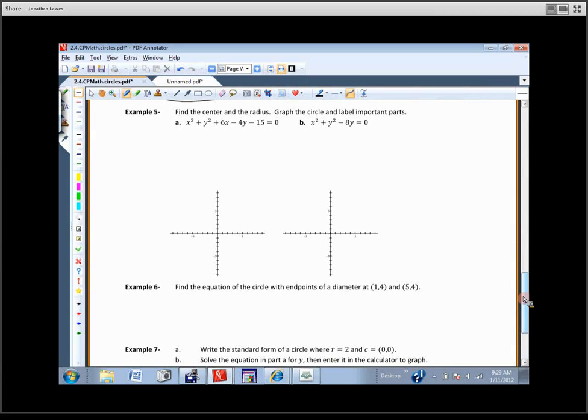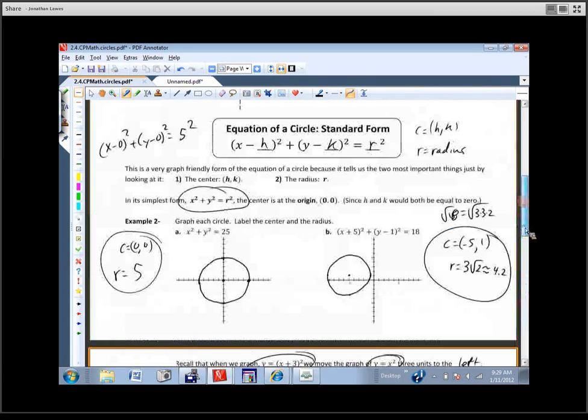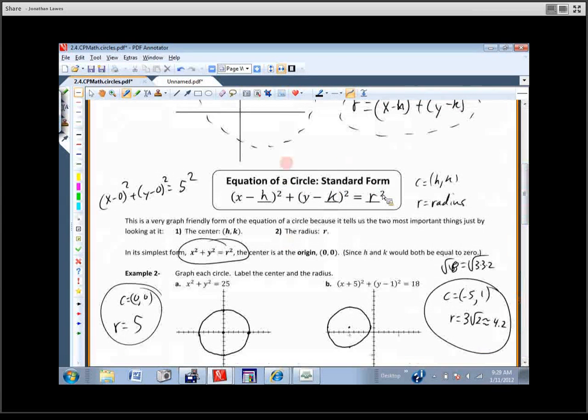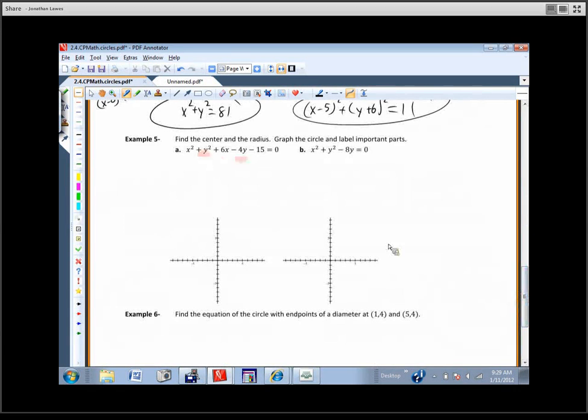If you want to, so I use this phrase, I call this a very graph-friendly form because you can look at it and you can know how to graph it. You can look at it and tell what the center is. You can tell what the radius is. Take a look at this guy right here. Can you look at it and tell what the center and radius are?